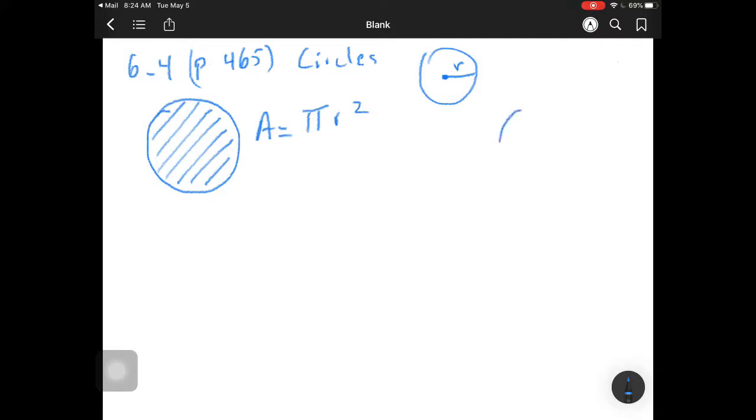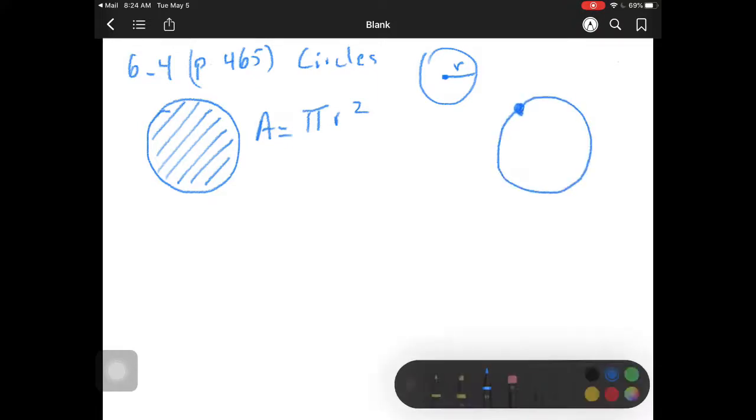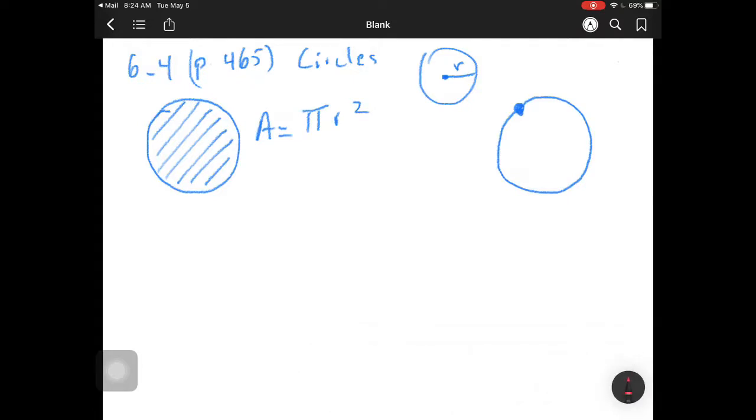And the circumference of a circle, circumference means the distance you cover if you go around on the circle. This is called circumference, or another word for it is perimeter. The circumference or the perimeter of a circle is 2 pi r.